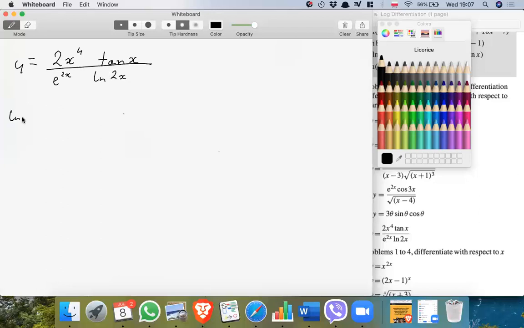So the natural log of this will be equal to 4 ln of 2x plus ln of tan of x, and then minus 2x, and finally minus ln of ln 2x. Okay, so let's take the derivative of this.